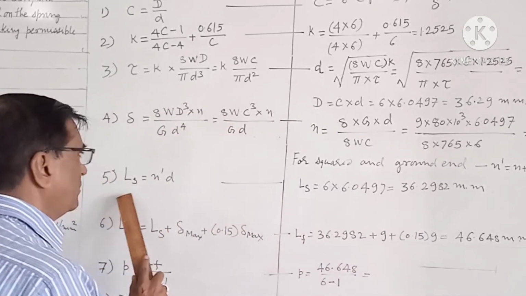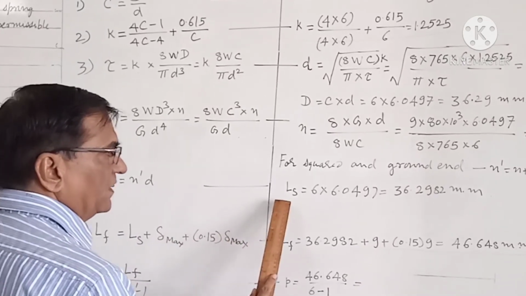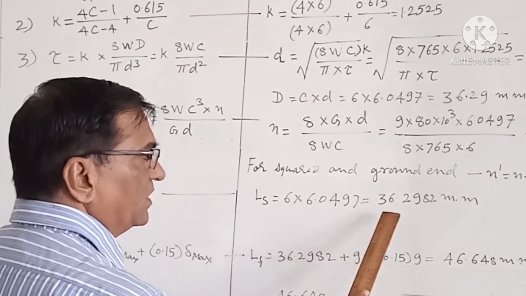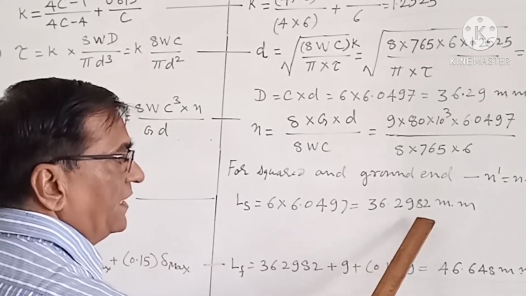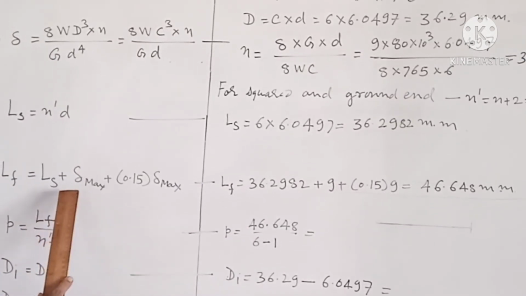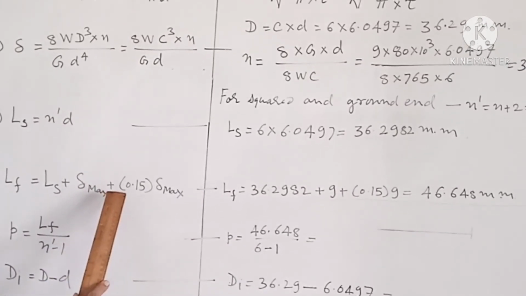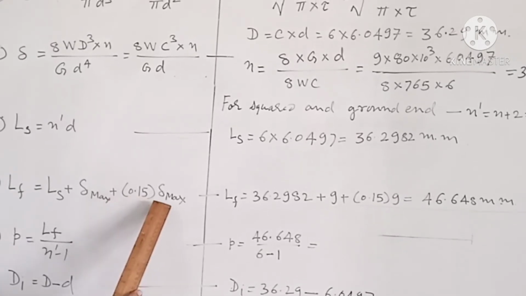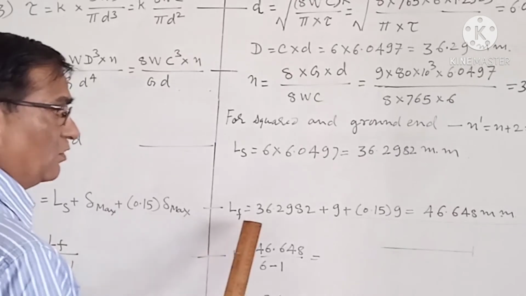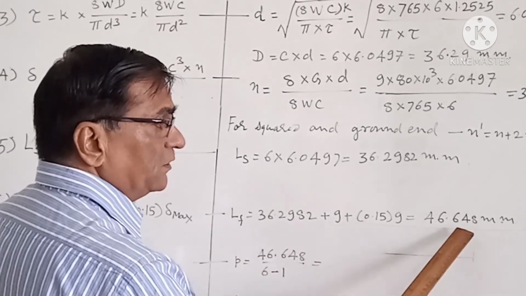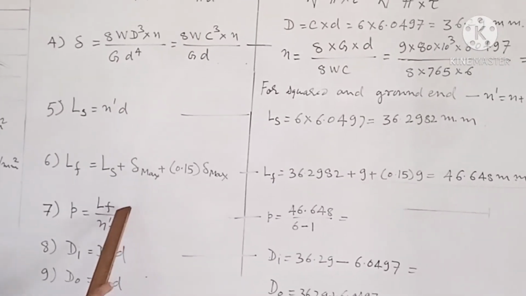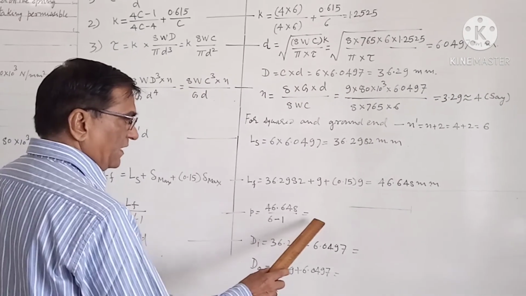Now from this formula we calculate the solid length Ls, putting the values of n dash and d, which comes out to be 36.2982 millimeter. Now Lf is equal to Ls plus delta maximum plus 0.15 into delta maximum. Putting the values of Ls and delta maximum, Lf comes out to be 46.648 millimeter.